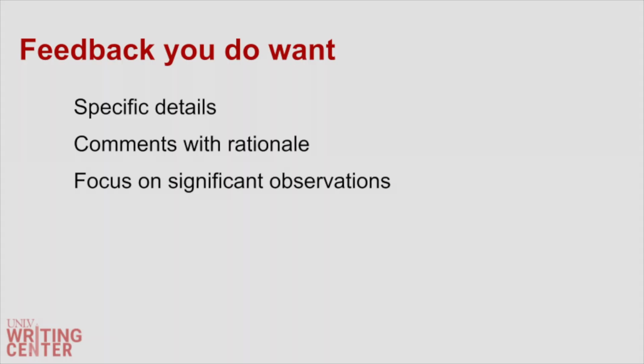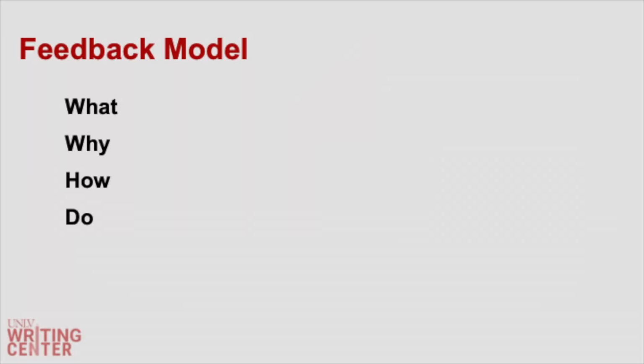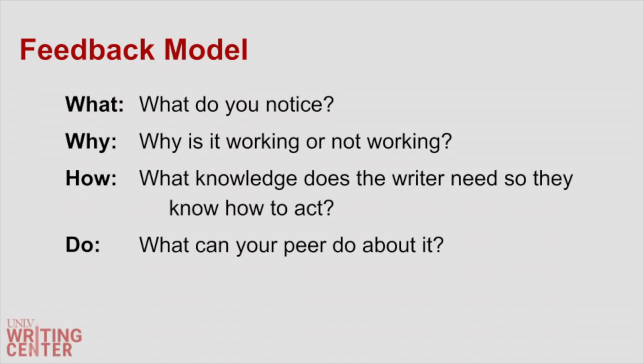Now that we kind of know what we're looking for, let's talk about how to read through a paper and give feedback. The UNLV Writing Center has adopted a model you can follow to give descriptive, actionable feedback to help your peers improve. This peer review feedback model asks 4 major questions: what, why, how, and do. Let's break it down. First, ask what. This helps to narrow down what specific area you're giving feedback on. Next, why. Why is it working or not working?